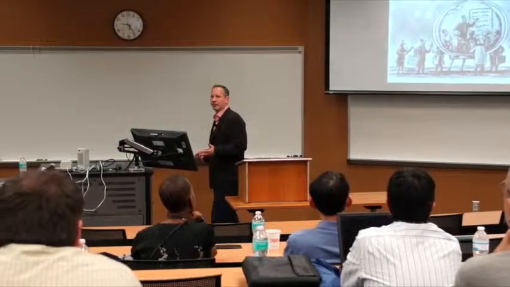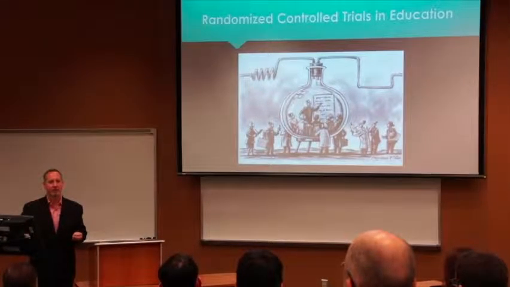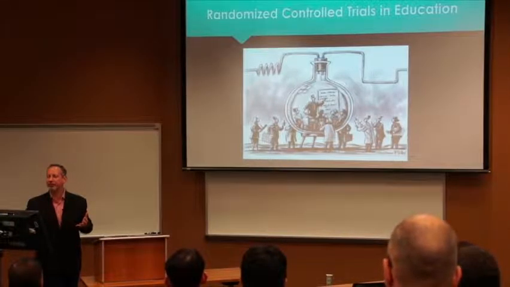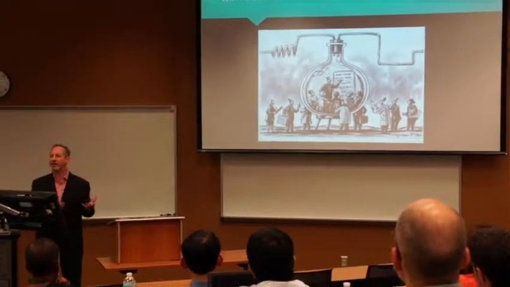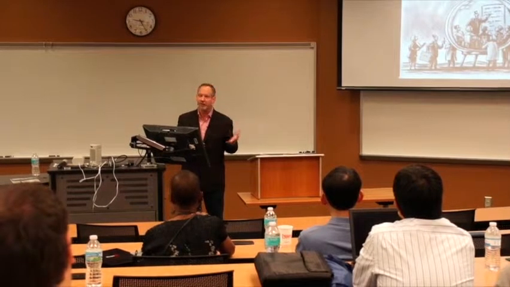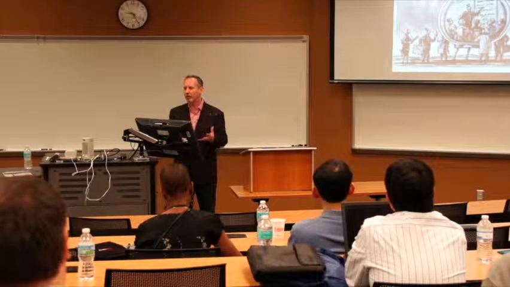Randomized controlled trials are also going to be much easier. One of the amazing things about education is how little we know about what actually works. One of the reasons is that it's very expensive to do randomized controlled trials. If you look in the education literature, they're doing RCTs with like 30 students, 50 students. They're expensive, they're hard to do.